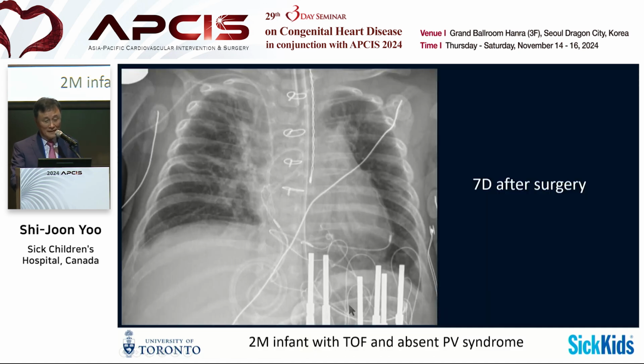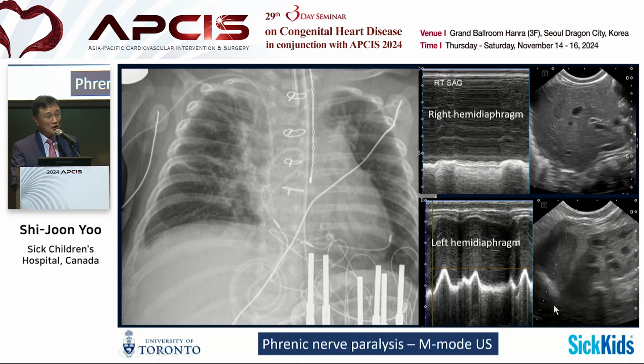Okay. So 7 days after surgery, you can see unilateral elevation of a right hemidiaphragm. And then what is your diagnostic modality to choose if you suspect the unilateral phrenic nerve paralysis? So ultrasound, M mode. You have right diaphragm not moving, left diaphragm moving.